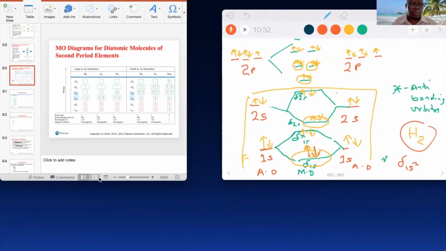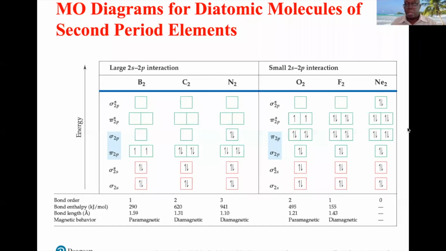Blow it up so that you can see. Fluorine. This you see here is what we have here. So I see the highest here is 2 pi p. If you don't know how to name them, all this, you've got to learn right now.